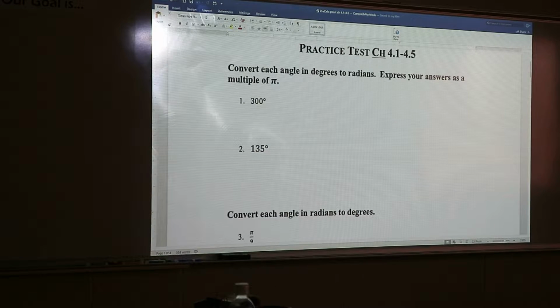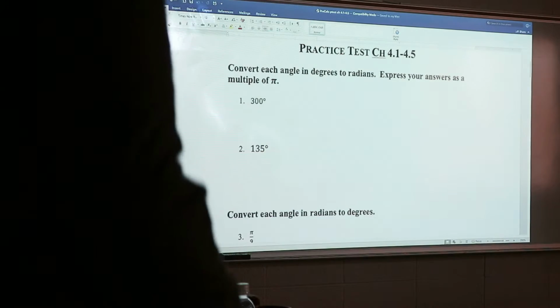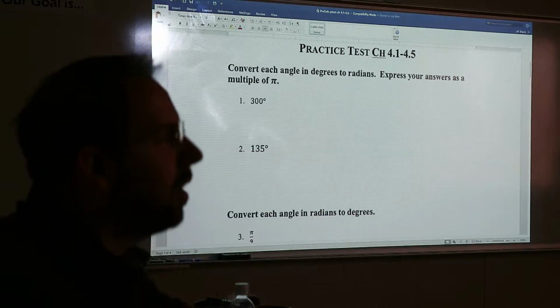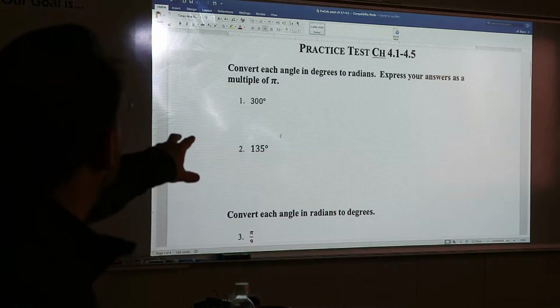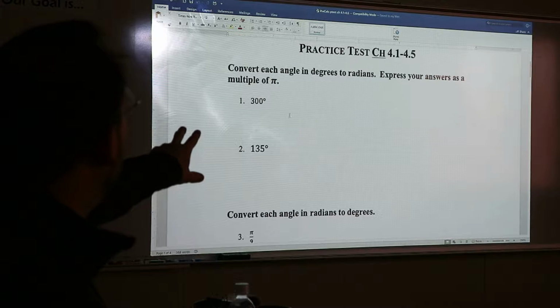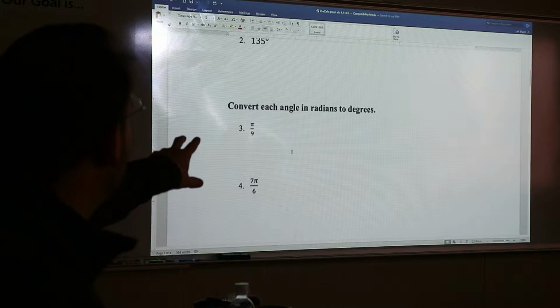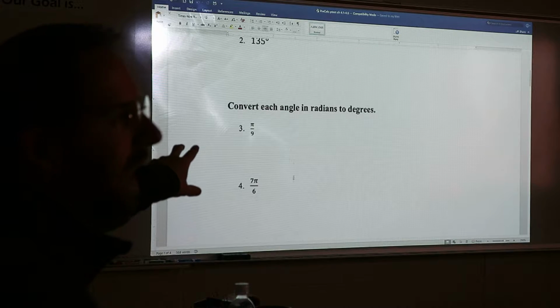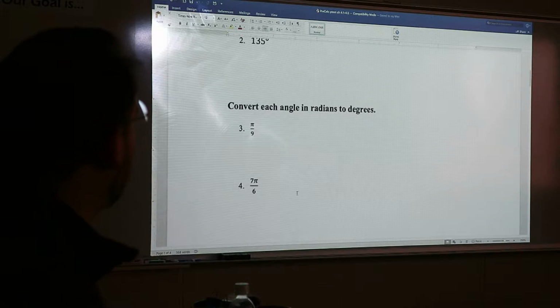All right, let's go through a couple quick review problems. I know this is going to seem a little redundant. Convert using pi over 180. Convert using 180 over pi. These can be decimals, numbers 3 and 4.